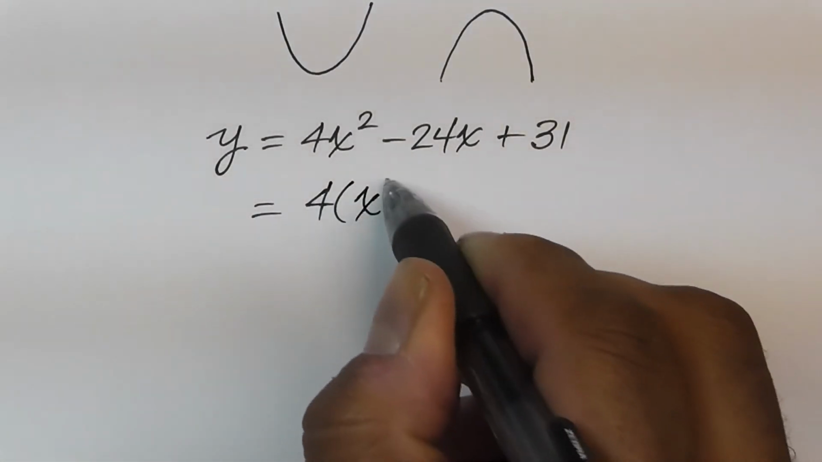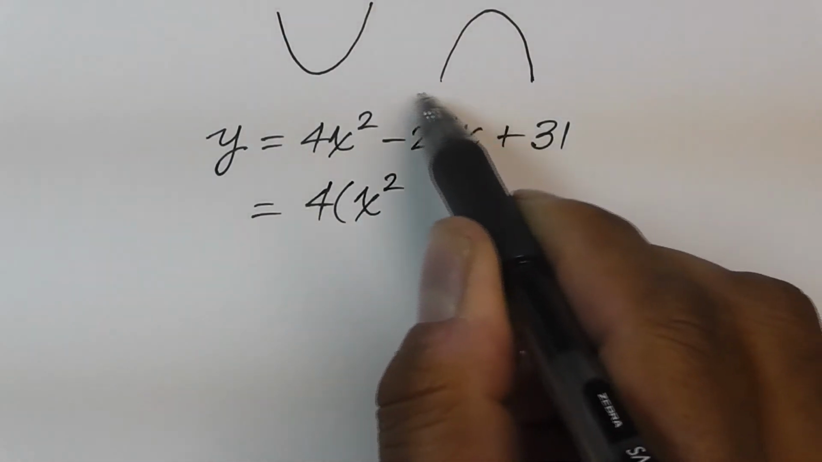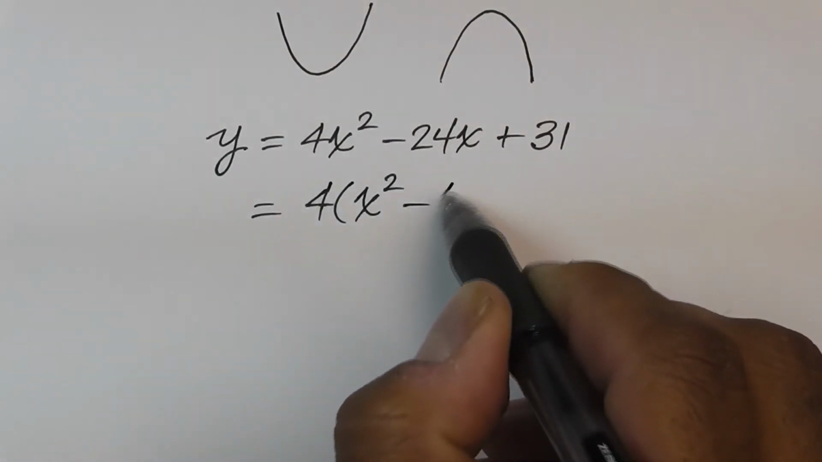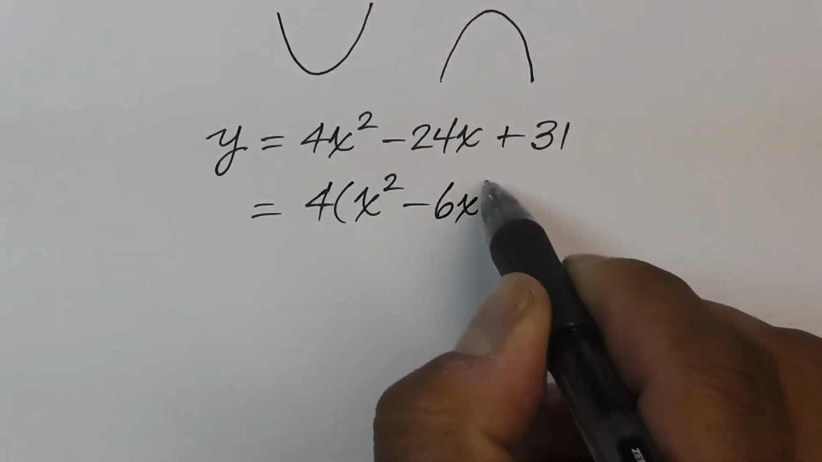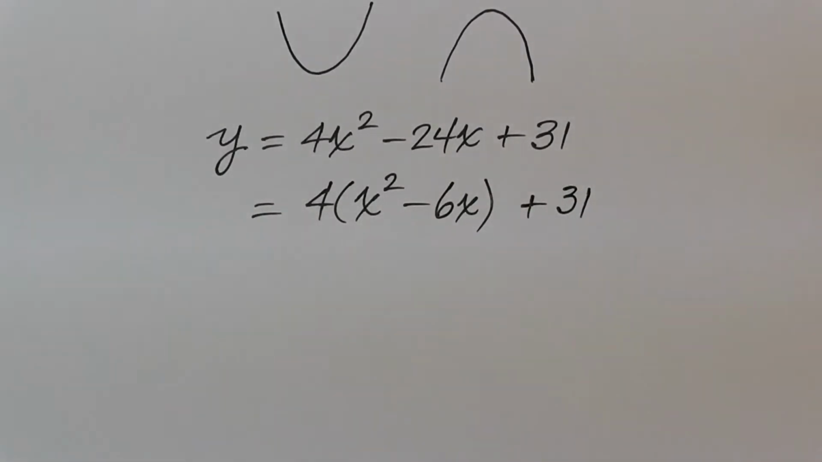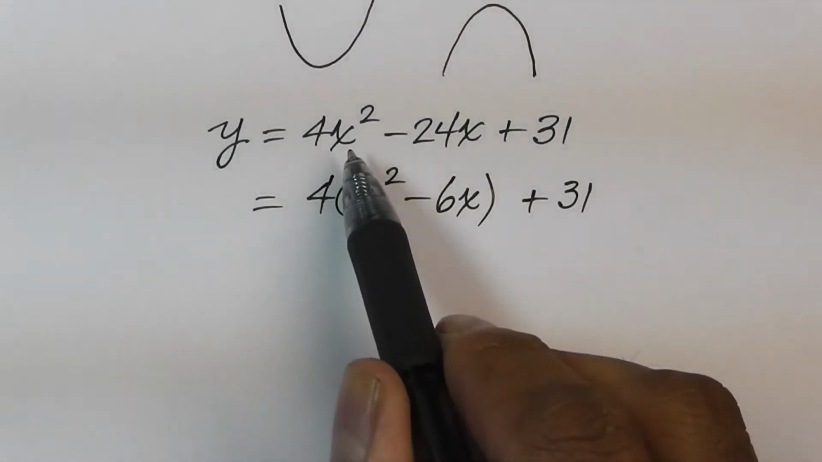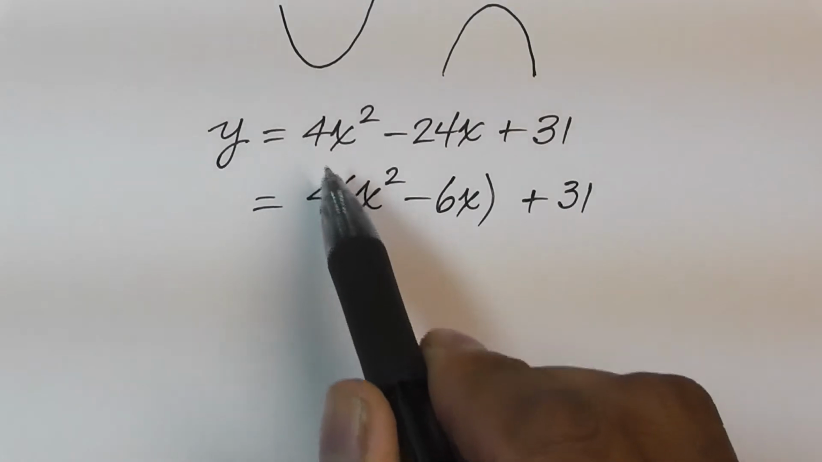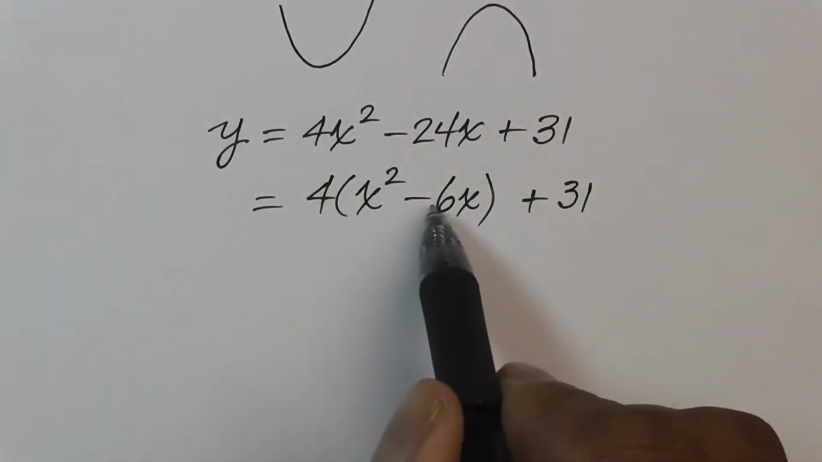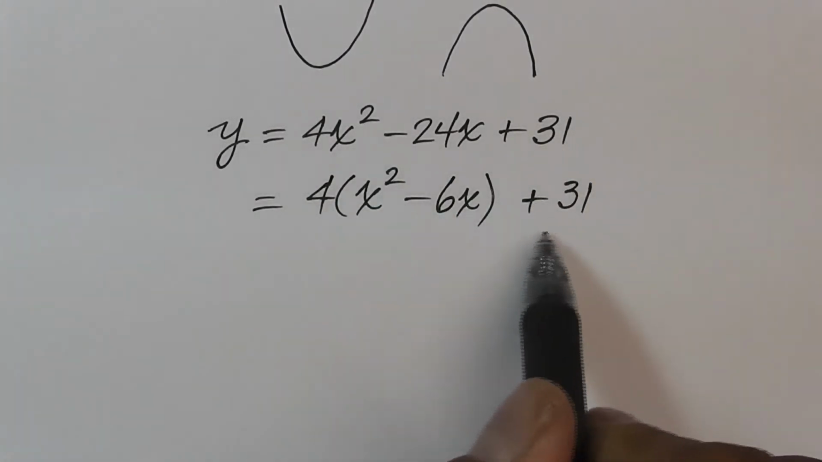x squared, negative 24 divided by 4. So what did I do? I focused on the two terms with x and I factored out the leading coefficient, 4. 4 times x squared, 4x squared. 4 times negative 6, negative 24. I left the 31 by itself, so it's right there outside.